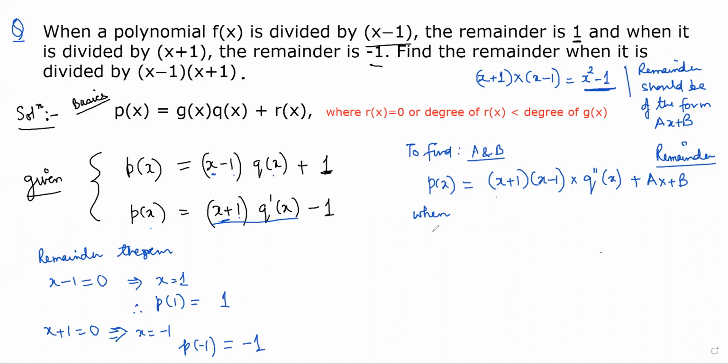Do the same thing over here. See, I substitute 1. So we say p1, which we already know is 1, is equal to 1 plus 1, 2, 1 minus 1, 0, 0 into some quotient, which again will become 0. This part will always become 0 because we are inserting the value 1 over here. Plus, put x is equal to 1, a into 1 plus b, because we put x is equal to 1 here.